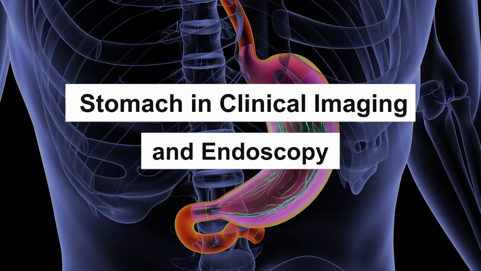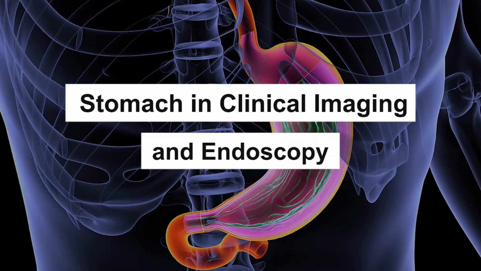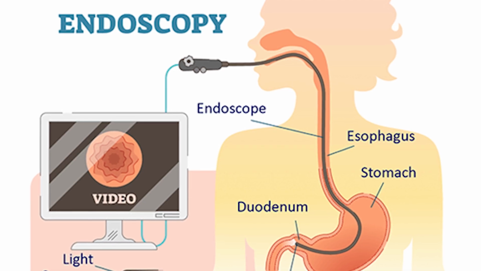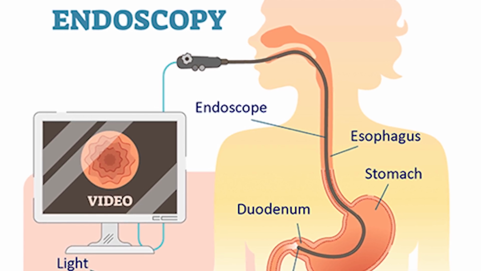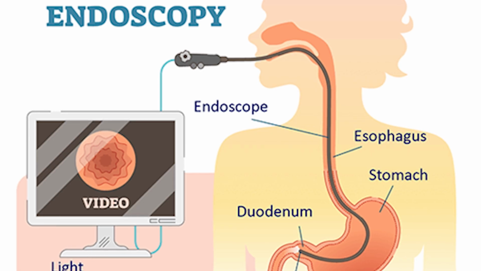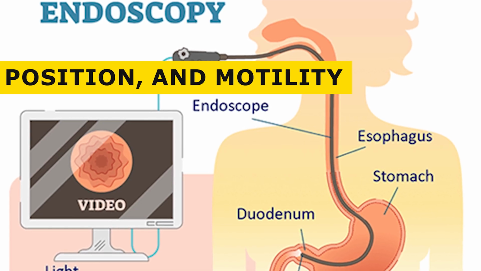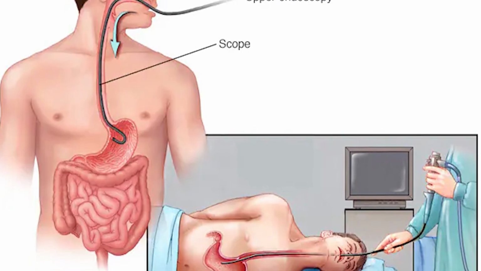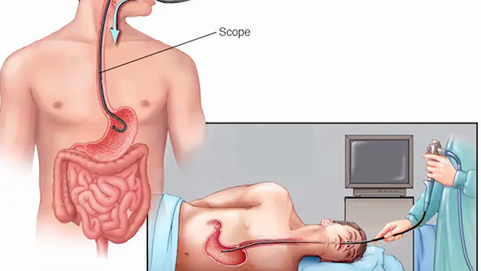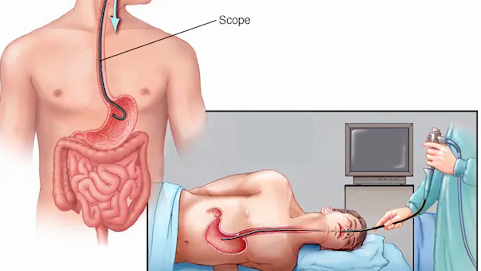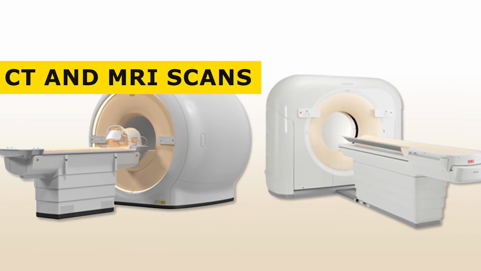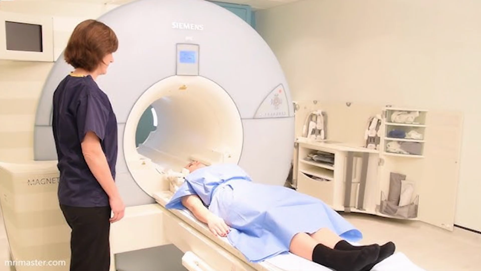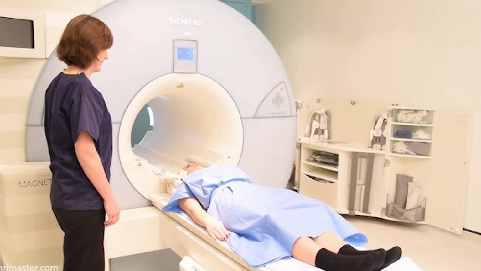Stomach, in clinical imaging and endoscopy. The stomach can be examined using various diagnostic tools. X-ray imaging with barium contrast highlights the stomach's shape, position, and motility. Endoscopy allows direct visualization of the mucosa and facilitates biopsy for histological examination. CT and MRI scans are useful for evaluating structural abnormalities, tumors, and complications, such as perforation.